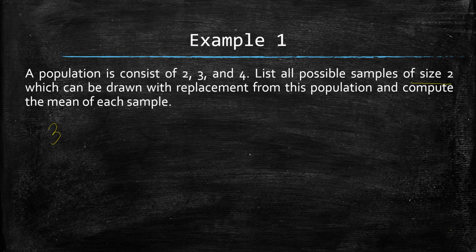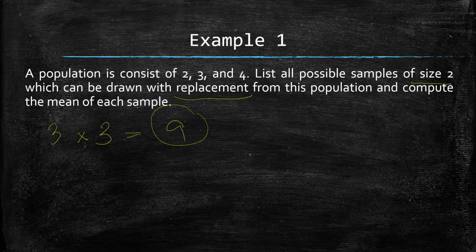We have a clue here: with replacement. That means there is a repetition. So after you take 2 as your sample 1, you can still take it as your sample number 2. Or you can have 3 and 4 as sample 1 and sample 2. So there are still 3 options for event number 2. So you're going to multiply that. You have 3 times 3. So the number of possible samples is 9. There are 9 possible samples.